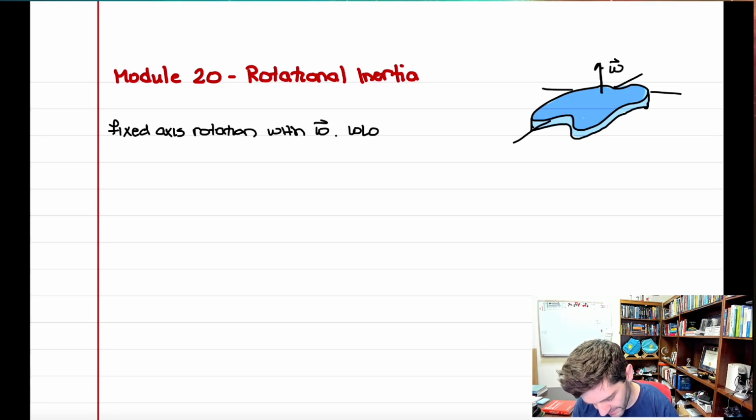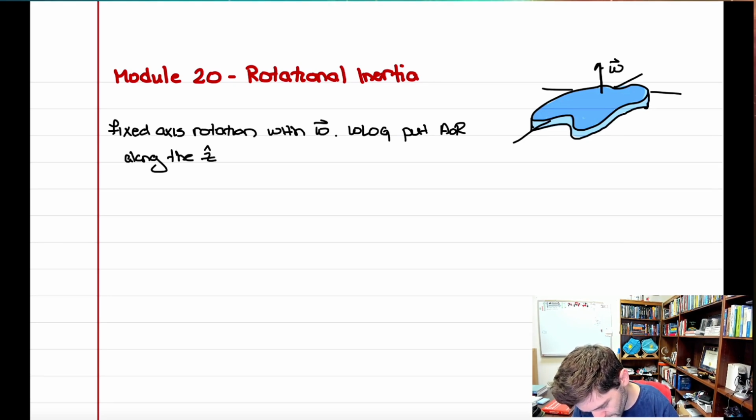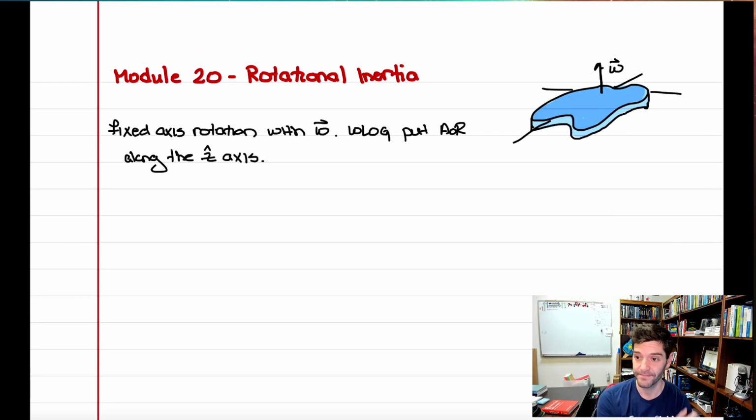Without loss of generality, as the mathematicians might say, let's put the axis of rotation along the z-axis. You're allowed to put your coordinate system in any way you want. Let's put it along the z-axis.